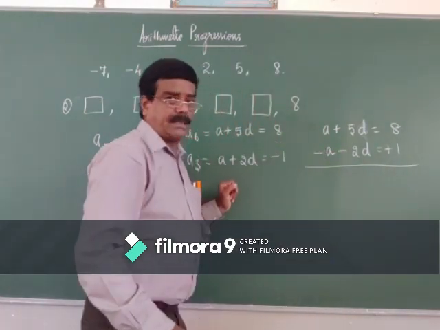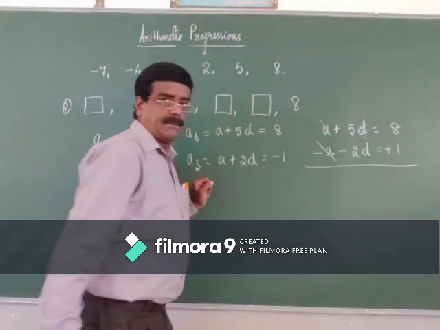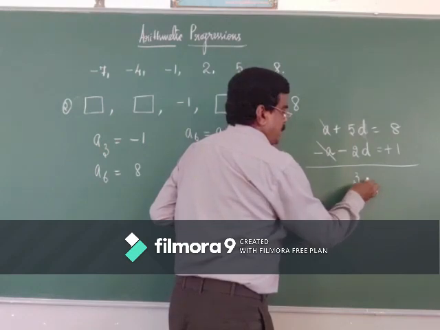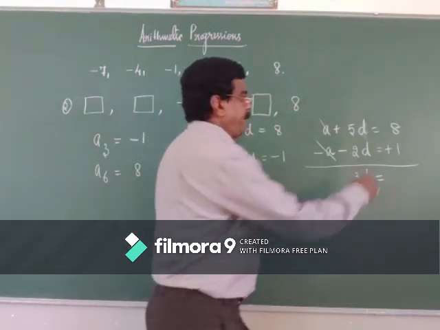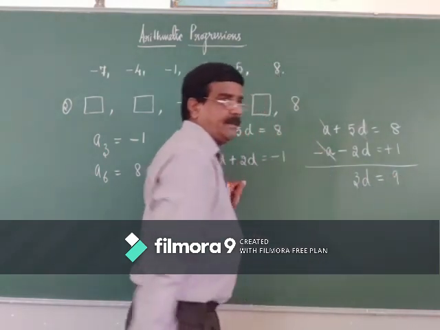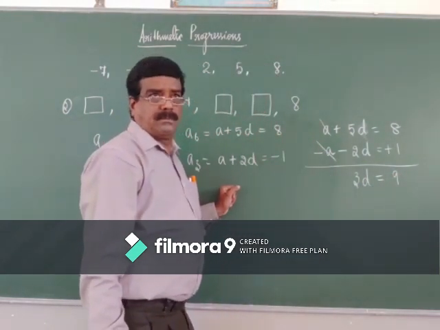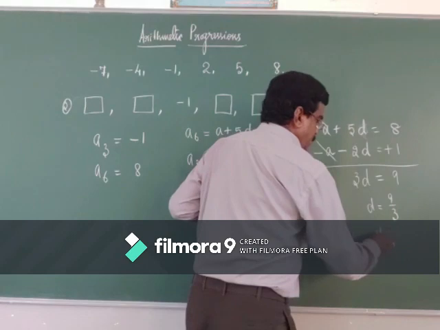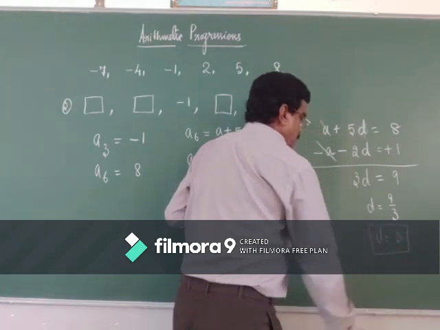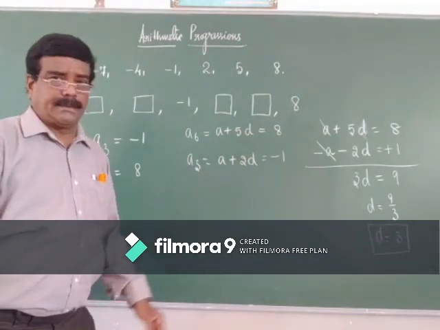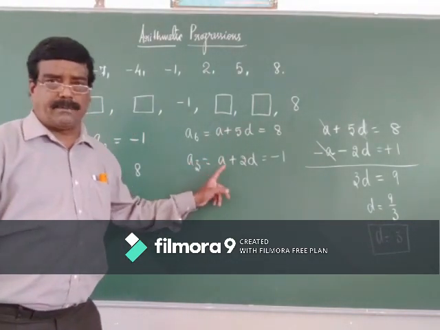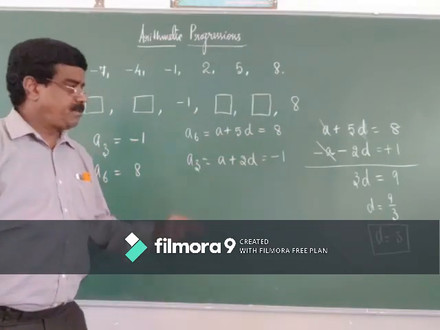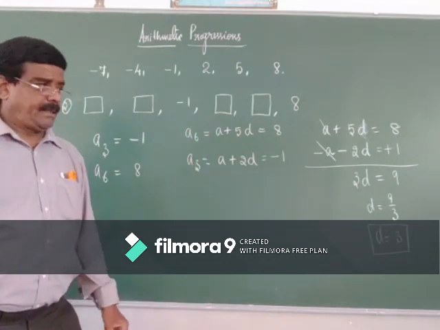So what is the intention? You must try to understand, children. Here A and minus A get cancelled. Now we have 5D minus 2D. 5D minus 2D means 3 times the difference, or 3D, is equal to 8 plus 1. 8 plus 1 means 9. D is equal to 9 by 3, which means D is 3. So we got the value of D as 3. Now substitute that in any one of these equations: A plus 2D is equal to minus 1 or A plus 5D is equal to 8. You can substitute in any one of them to get the value of A.